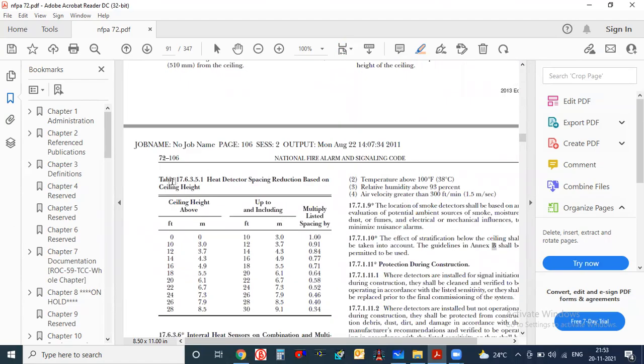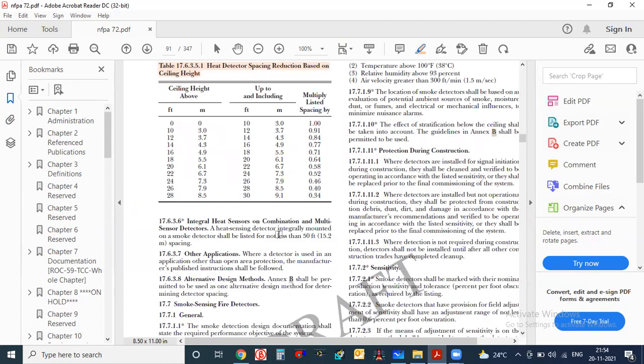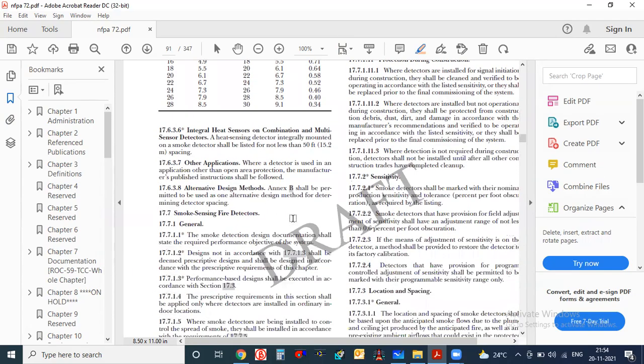Heat detector spacing reduction based on ceiling height. Okay, this is the spacing. Here they have written ceiling height, up to and including, multiple, listed spacing. So this particular table we have seen in our previous class also. And below that I have written some standard ratings also, sorry, standard height also, and standard distance between. So those things can be followed from here. Internal heat sensor. Okay, some things are given here.